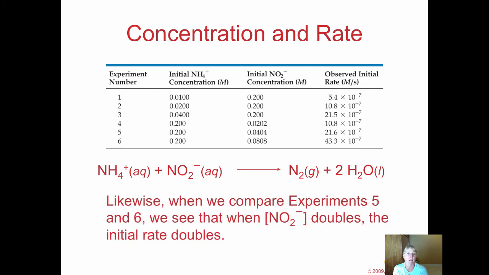If you look at another trial, like trial 5 compared to trial 6, this time they are varying the nitrite and keeping the ammonia concentration the same, but doubling the nitrite concentration. If nitrite doubles, so did rate. So both of these reactants seem to have an impact on reaction rate.